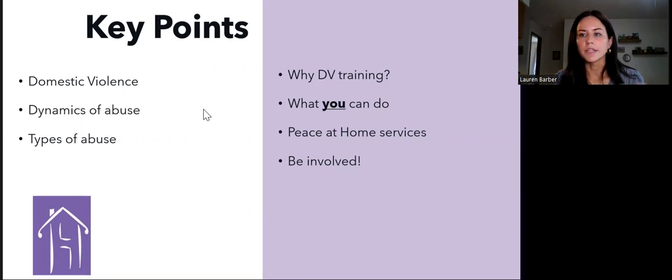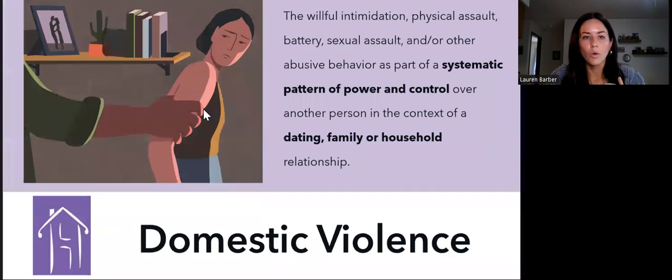So anyway, this is what we will be talking about today. First of all, domestic violence: what it is in general, who it affects, the dynamics of abuse, and the types of abuse. We'll also be talking about why domestic violence is relevant to you as people who work in a medical setting, and what you can possibly do to help victims of domestic violence. We'll also talk about services that Peace at Home offers because our services specifically address barriers that survivors of domestic violence face. And so it's important to know specifically what resources are out there in the community so that you guys can refer patients and clients and people to us so that we can help more people. We'll also talk about how to be involved with our organization as a whole.